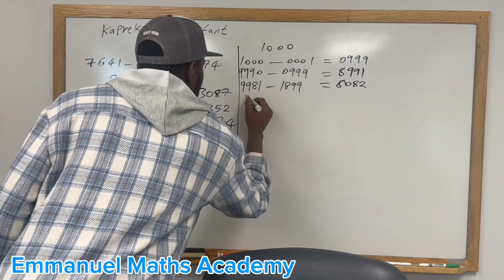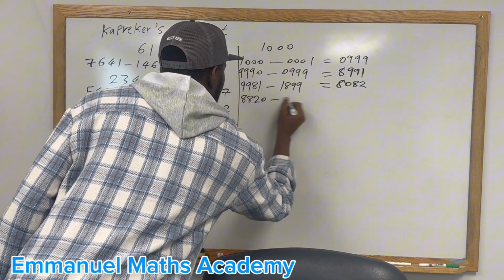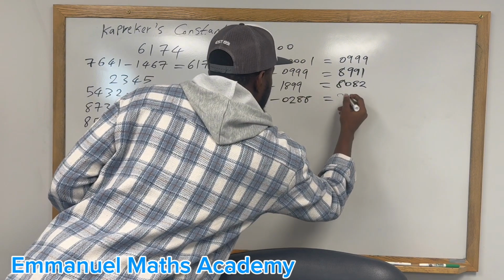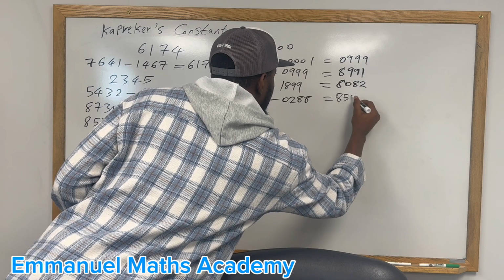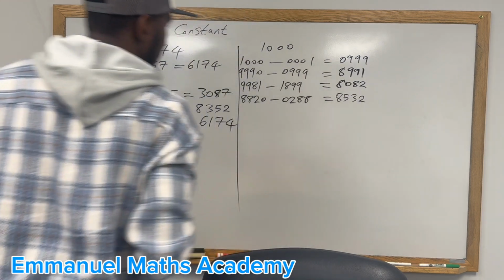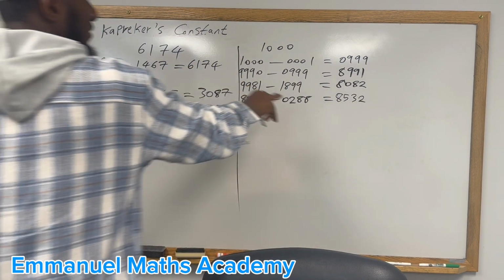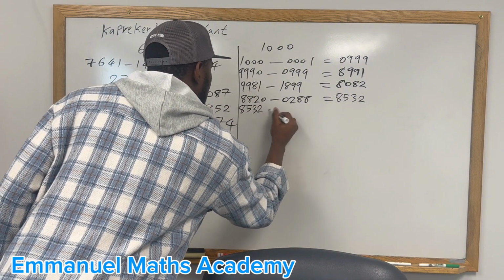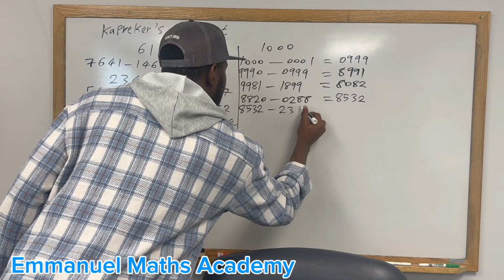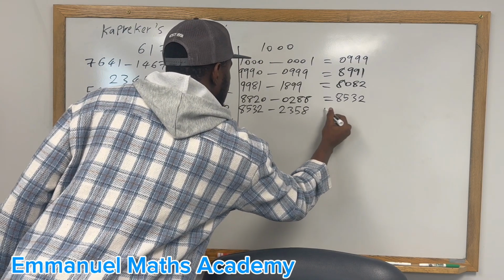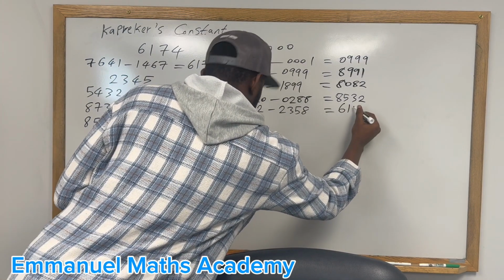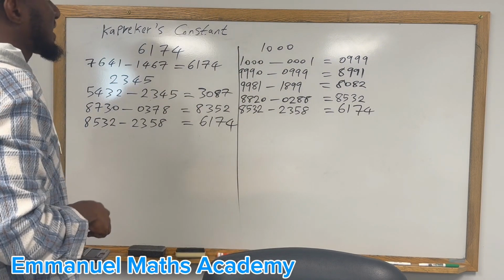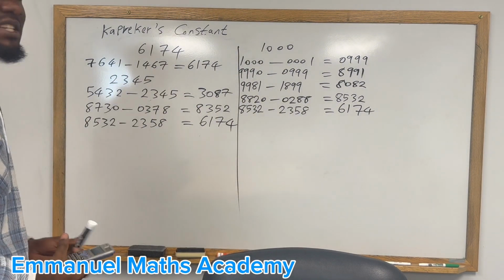Yet again, we subtract. The biggest number here is 8820, and the smallest is 0288. 8532. All right. Now, from this, the biggest is 8532, while the smallest is 2358. If we subtract, we get 6174, which is the Kaprekar's constant, the magical number.